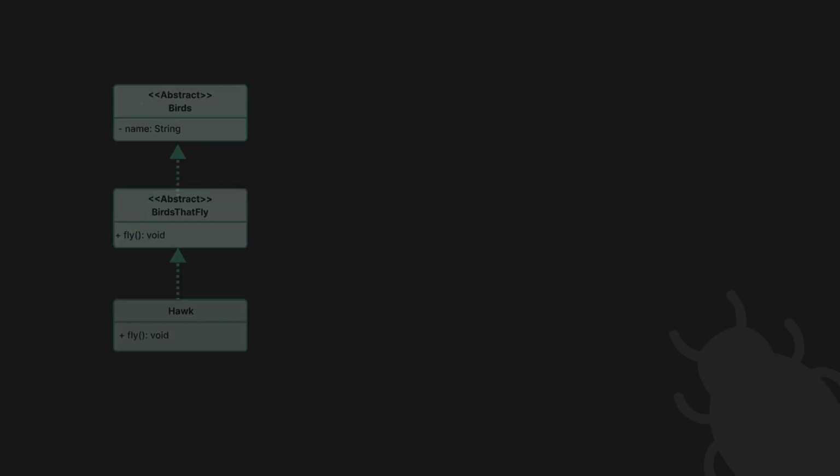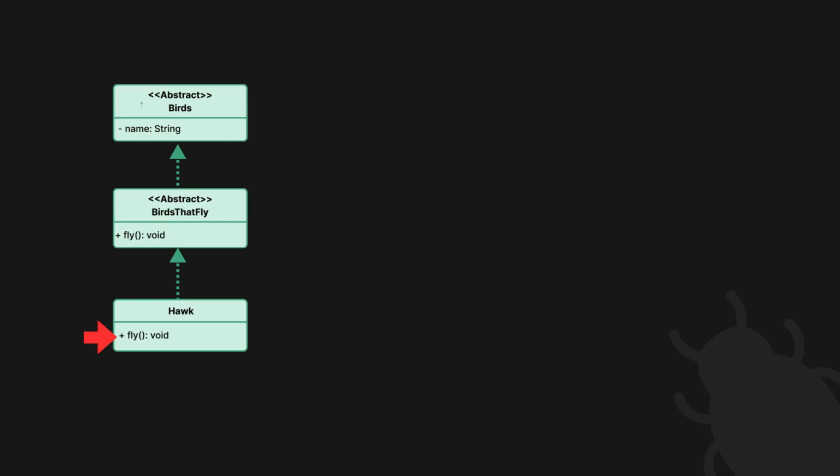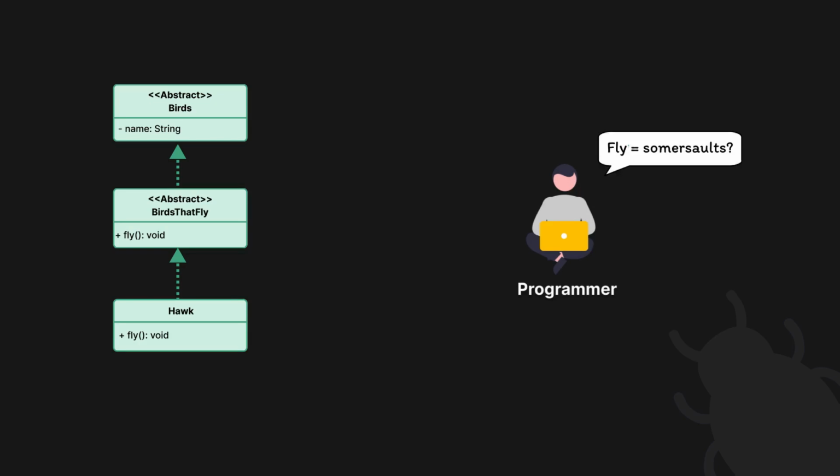Just because hawk implements the fly method doesn't mean we're already following the Liskov substitution principle. Consider if the programmer overrides the fly method for the hawk to start doing somersaults. This will cause a problem when delivering letters, as it was not an expected behavior.